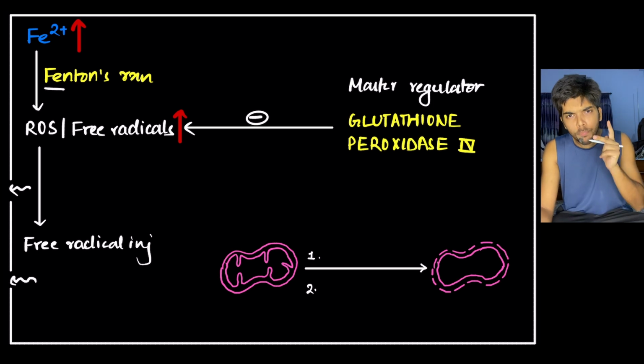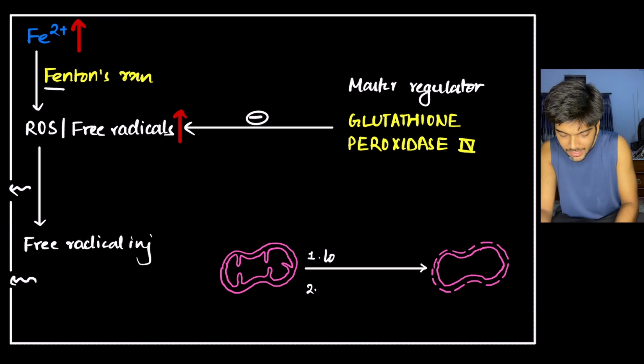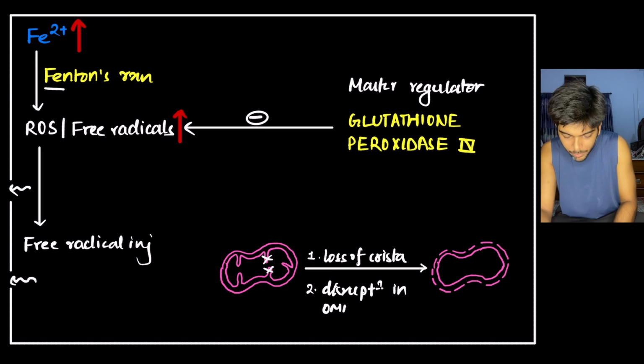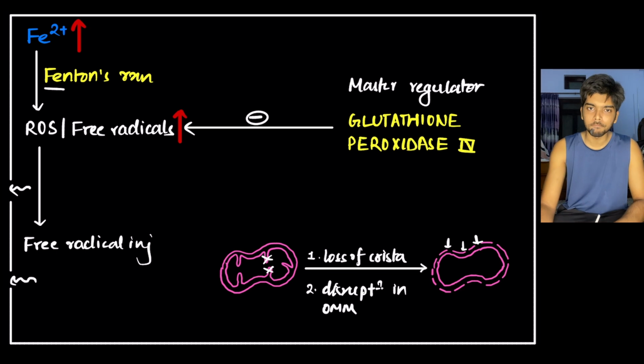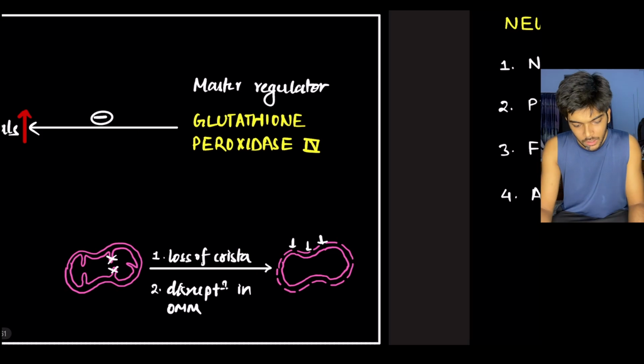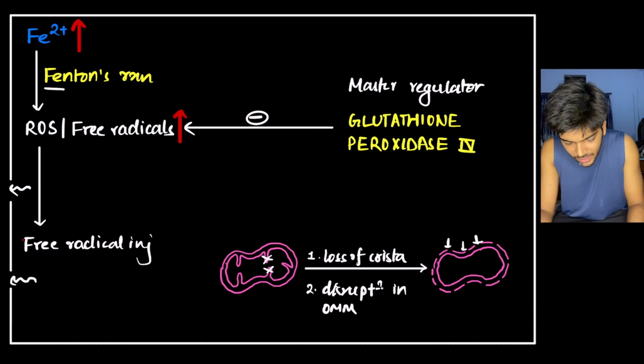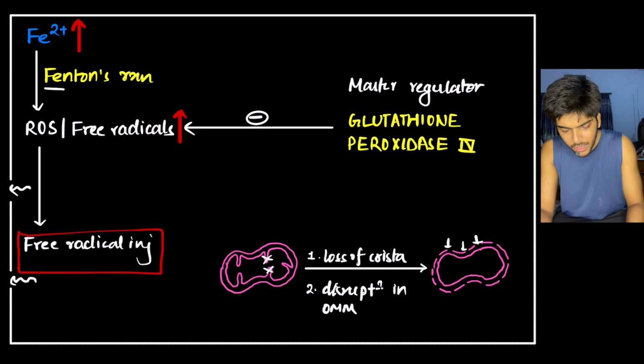Ultrastructure wise, two major changes take place in the mitochondria of the cell. Number one, there is loss of cristae. So these infoldings within the inner membrane of the mitochondria are lost. Number two, there is disruption in the outer mitochondrial membrane. As you can see here, there's disruption in the outer mitochondrial membrane. So free radical injury, a very important topic. I'll make a separate lecture on this.